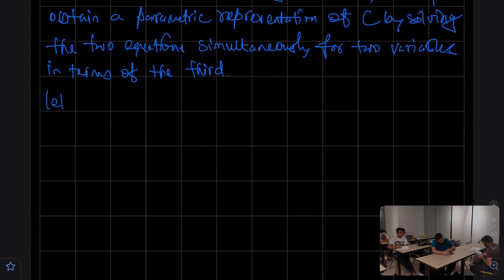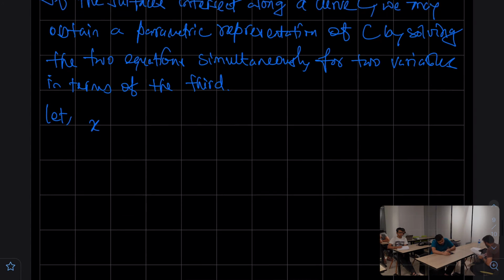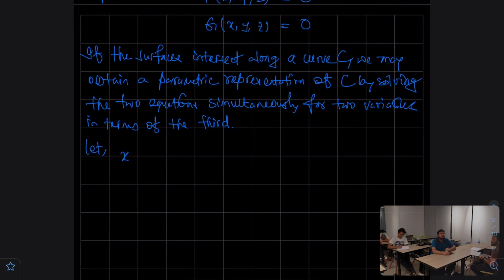Let x, so I'm going ahead. Does it make sense? You have surfaces, they intersect. When the two surfaces intersect, they intersect on a line. And we can find an equation for a line, basically. That's what I'm saying.